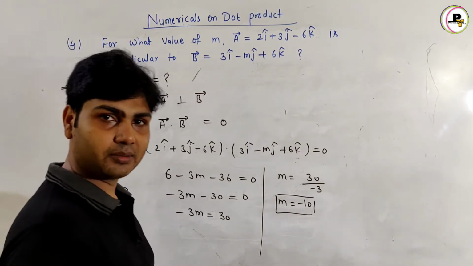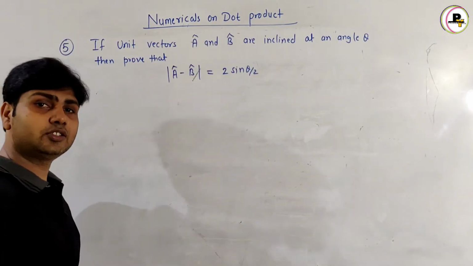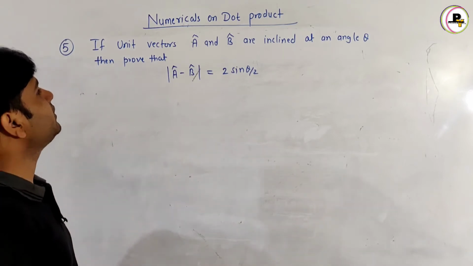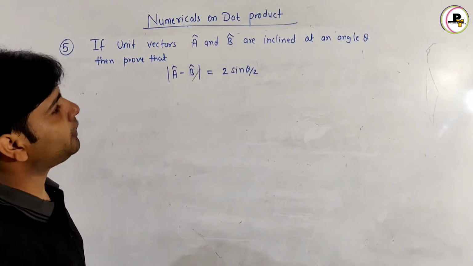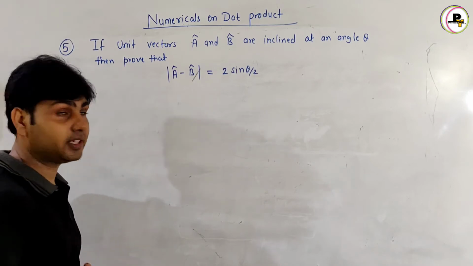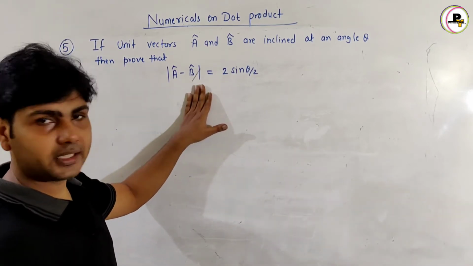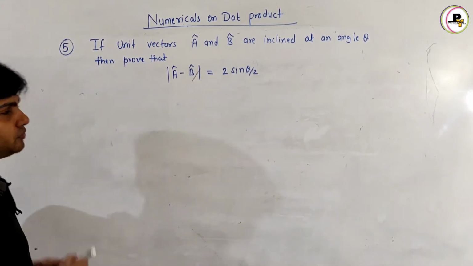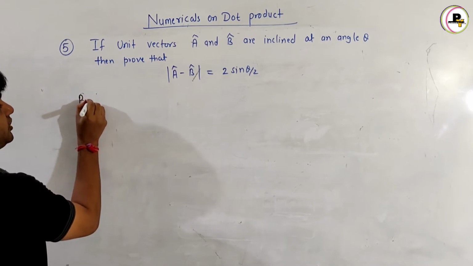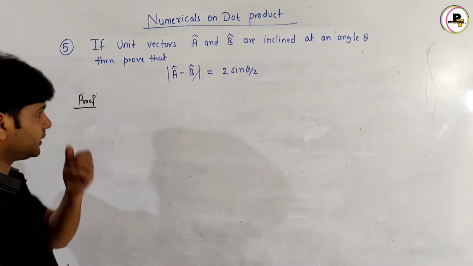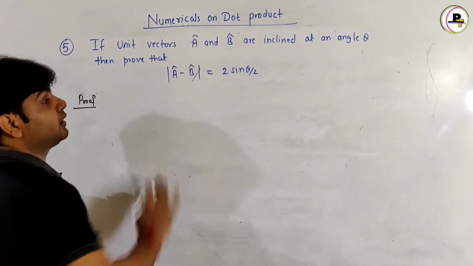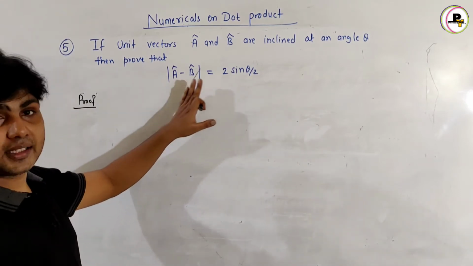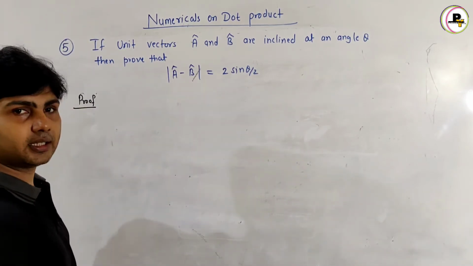Now let's see question number 5. So friends, question number 5 is: if unit vectors A cap and B cap are inclined at an angle theta, then prove that mod of A cap minus B cap is equal to 2 sin theta by 2. So let's see the proof of this question. I have to prove mod of A cap minus B cap equals 2 sin theta by 2.